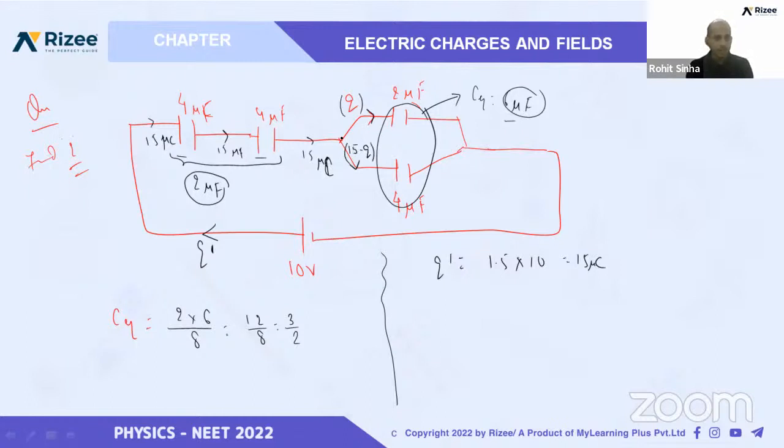Okay, if Q charge goes here, the remaining charge will be 15 minus Q. We will find the potential difference across the end. Potential difference for the 2 microfarad capacitor: we know Q is equal to CV, that means V is equal to Q by C. For 2 microfarad we write Q by 2, which is equal to, for the other one, 15 minus Q by 4. It will be 2, and we will get 2Q is equal to 15 minus Q.